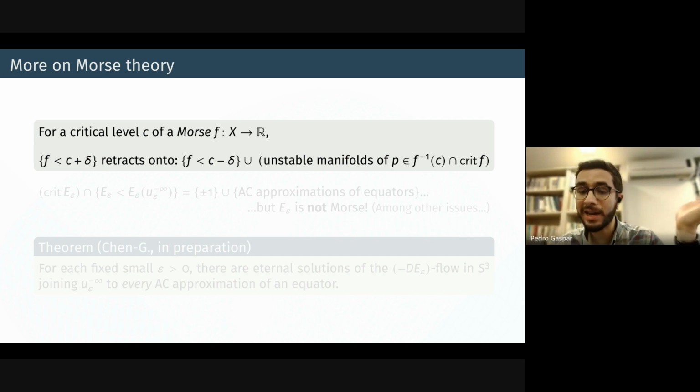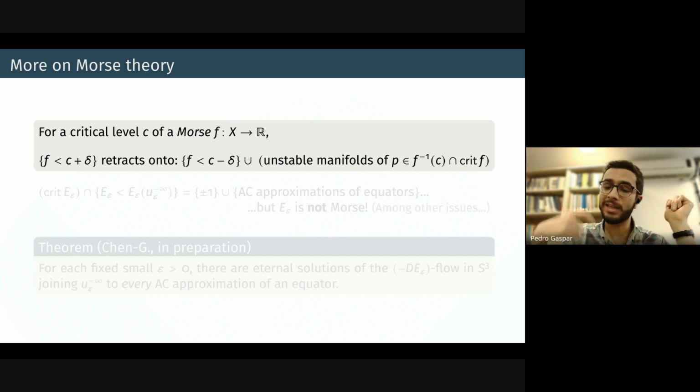So more precisely, if c is a critical level for your Morse function, then the lower sublevel, once you attach a cell for each critical point, whose dimension is given precisely by the Morse index of those critical points, that is, if you attach the unstable manifold of each critical point, then for homotopy purposes, you're actually reconstructing the higher sublevel. That is the level that you get after you pass that critical level. So there is a close relation between the lower sublevel, the higher sublevel, and the unstable manifolds and the Morse index of the critical points at that critical level.